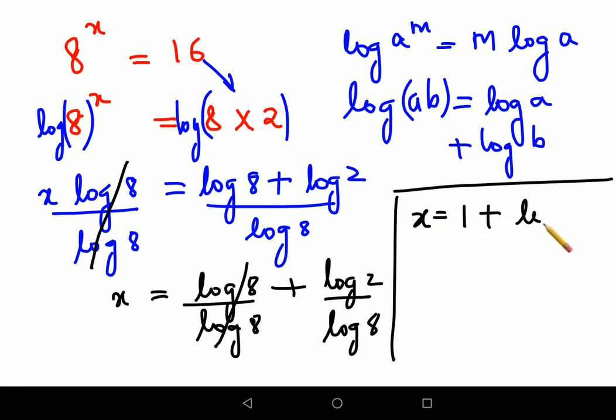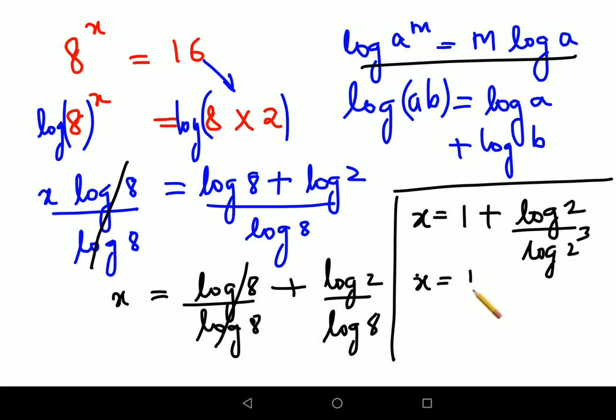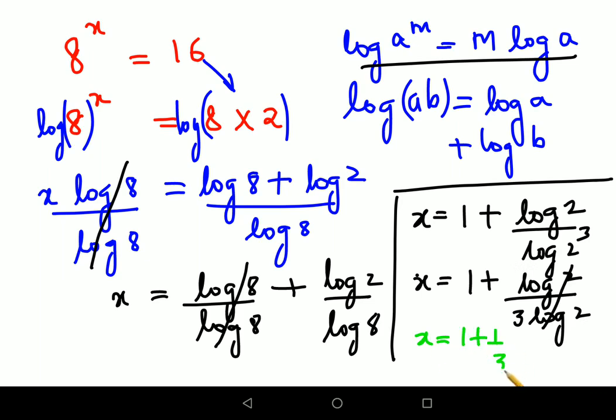Let log 2 be log 2, and log 8 can be written as log of 2 the whole cube. Using the same logic, I can write this as x equals 1 plus log 2 upon 3 log 2. So this will cancel. Now you will be left with x equals 1 plus 1 upon 3, that is also coming out to be 4 upon 3.